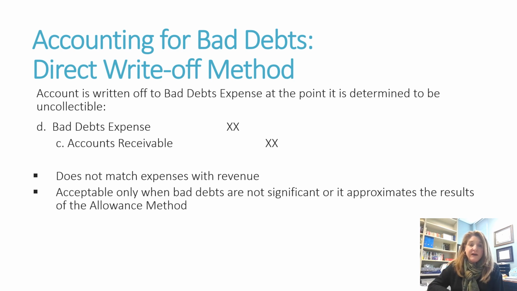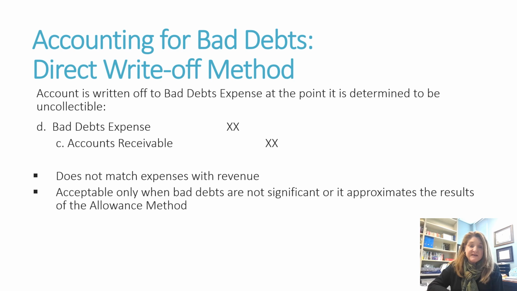Under the direct write-off method, an account is written off to bad debts expense directly at the point it is determined to be uncollectible. Say, for example, the customer declares bankruptcy and we don't think it's worth it to stand in line and see if we get 30 cents on the dollar. So this company is going to go ahead and write off that bad debt. They're going to debit bad debt expense at that time and credit accounts receivable to take it off the books.